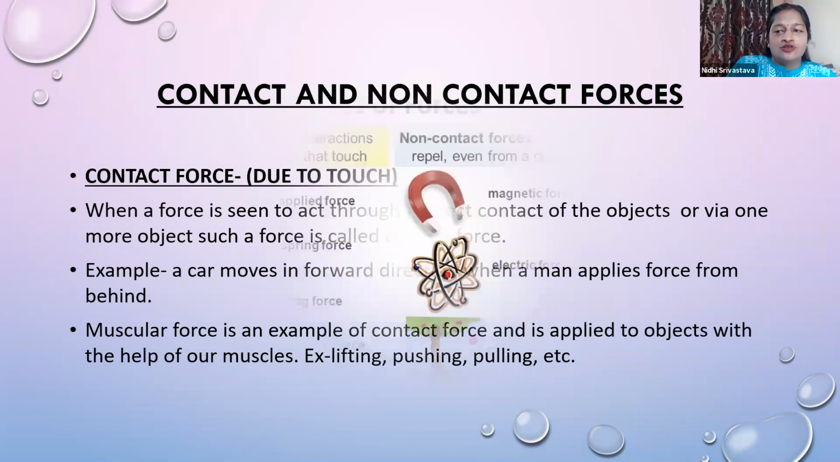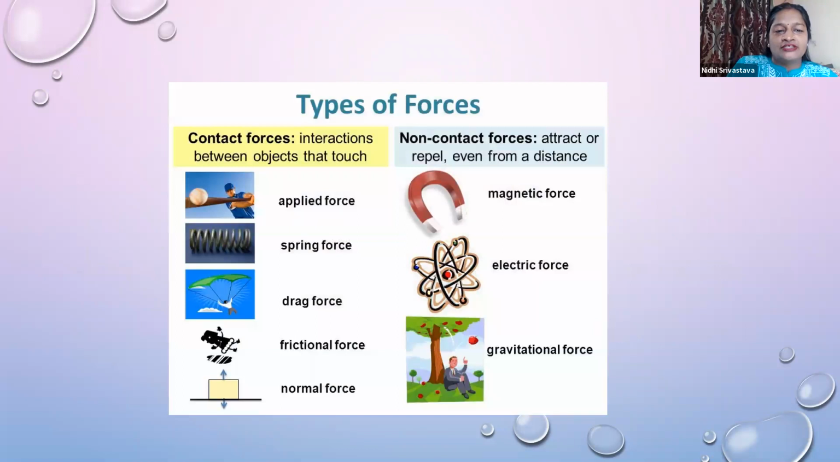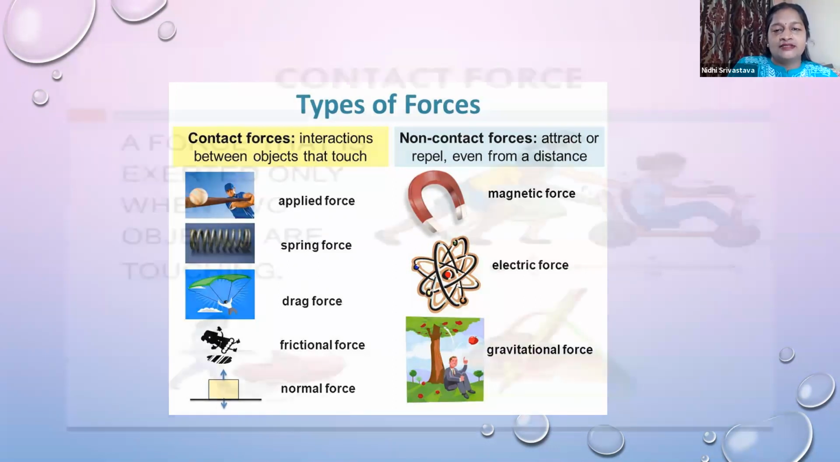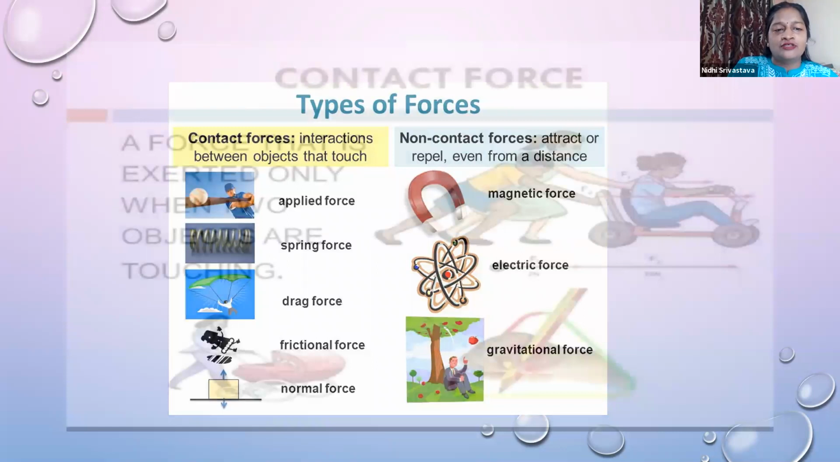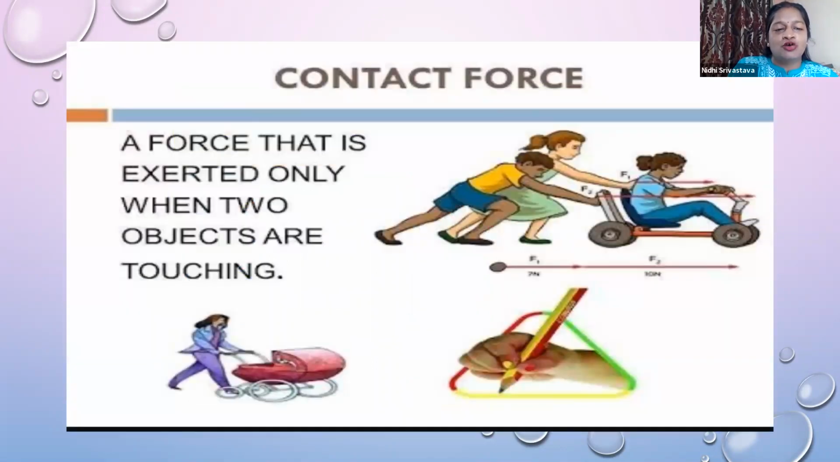Types of force: contact forces, interactions between objects that touch. Example, applied force, spring force, drag force, frictional force, normal force. Next, non-contact forces, attract or repel even from a distance. Example, magnetic force, electric force, gravitational force, etc. See, this is an example pic of contact force, a force that is exerted only when two objects are touching.